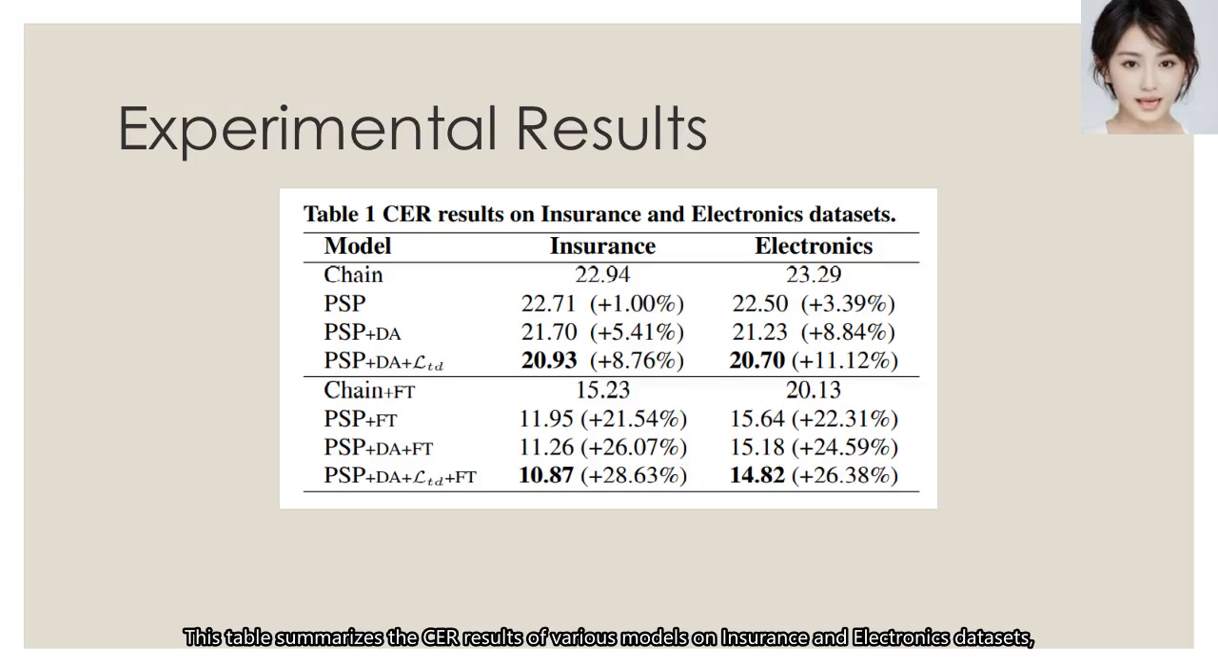This table summarizes the CER results of various models on insurance and electronics datasets, which shows that the complete PSP framework achieves significant improvements compared to the baselines. More specifically, comparing chain model with PSP model, whose scores are 22.94 versus 22.71 and 23.29 versus 22.50, we find that the encoder-decoder architecture itself does not bring huge improvements without tuning with in-domain real data. However, the improvement of PSP-FT against chain FT is significant, more than 20, which means when fed with real data, the transformer's capability of capturing complex contextual information becomes notable. We can also conclude that the tainting recovering objective plays an important role in the PSP framework.